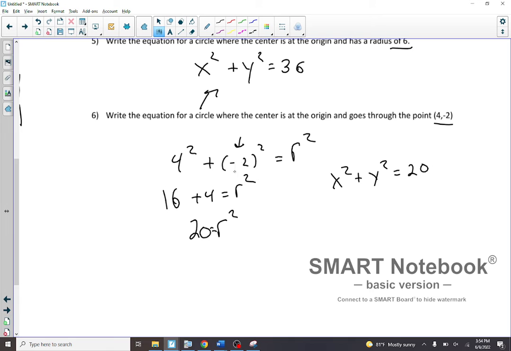Also very important, I'm going to give a fake answer like 12. Because if you forget the negative when you square it, you would get 16 minus 4, which is 12. Don't fall for that.